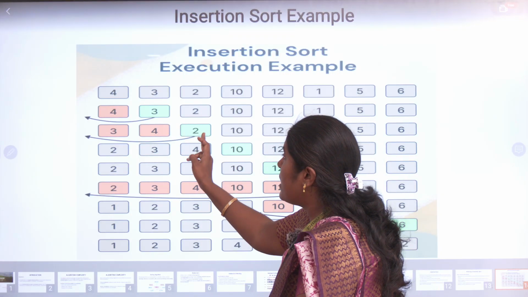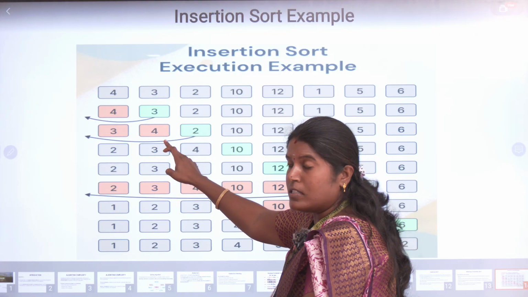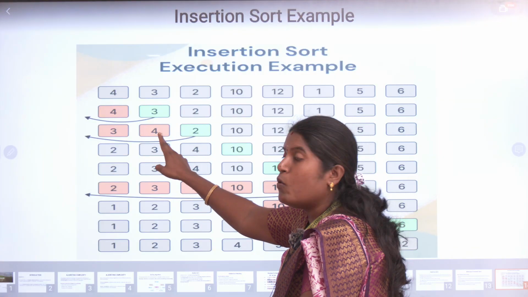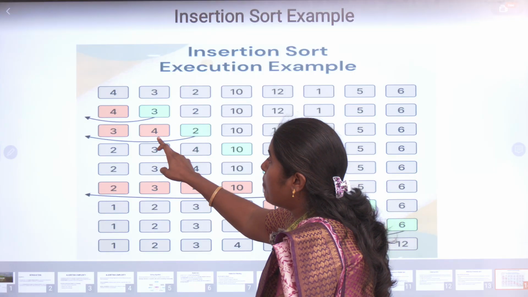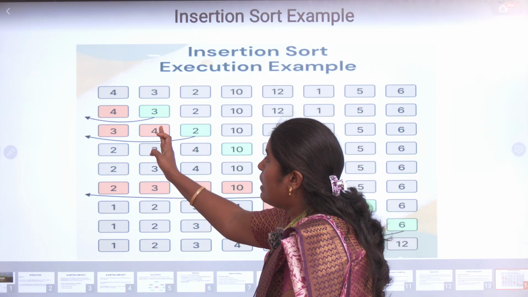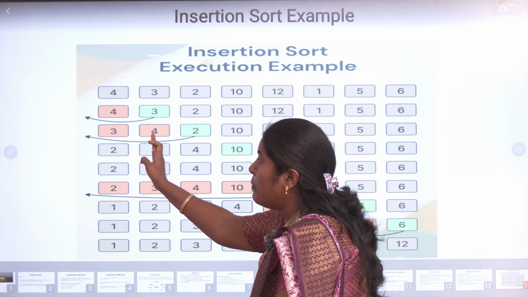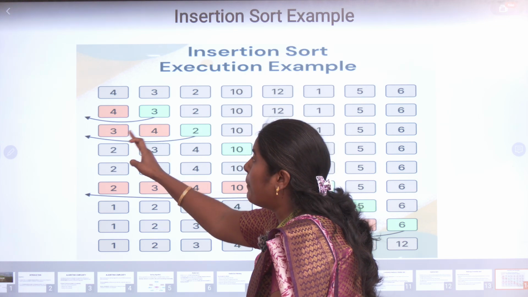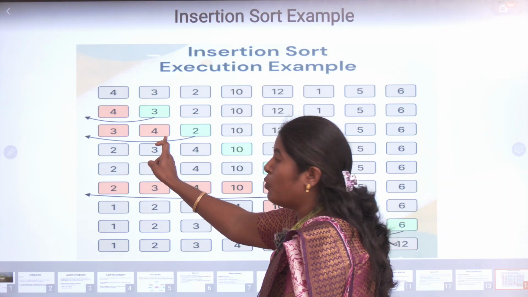The first step is comparing the third element with the second element. While comparing, 4 is greater than 2, so swapping happens. 2 is moved to the second position and 4 is moved to the third position. Again we compare the second element with the first element. The second element is 2 and the first element is 3. We find that 3 is greater than 2, so swapping happens again. 2 moves to the first position and 3 moves to the second position.